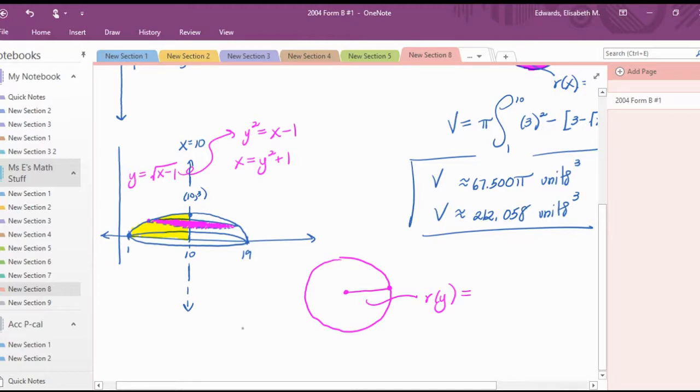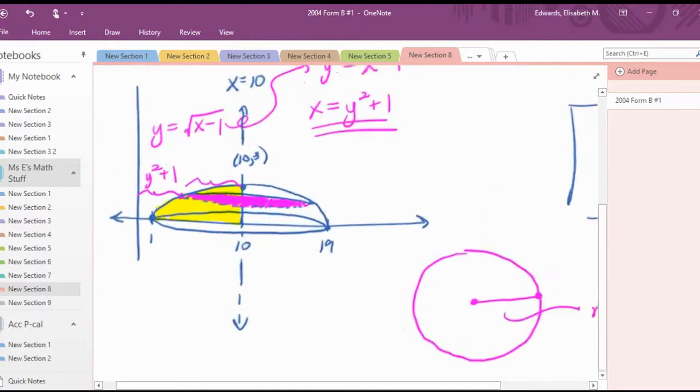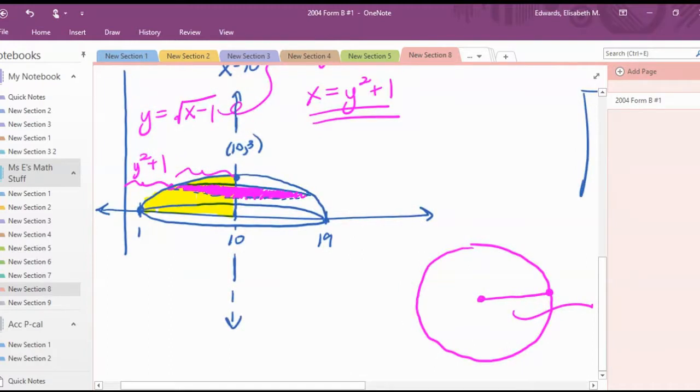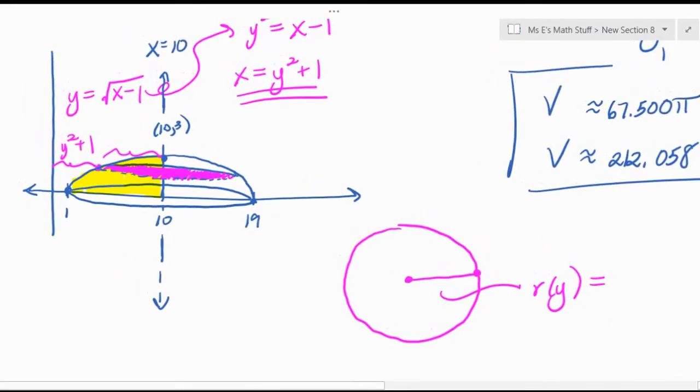Okay, now be careful though, because this expression right here gives you the x coordinate that it takes to get there. So this distance from the y-axis over to that point on the outer edge of your graph, that's equal to y squared plus 1. But we want an expression for this distance right here. Yeah, that distance right there.